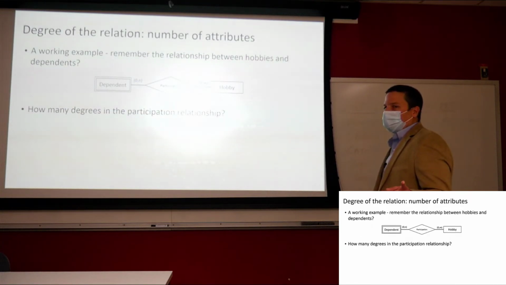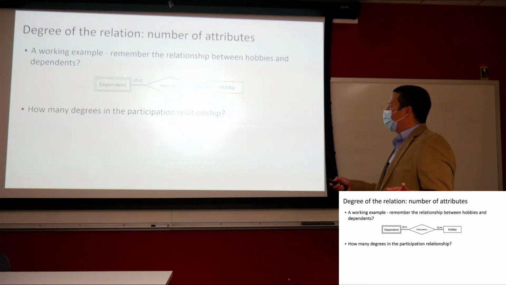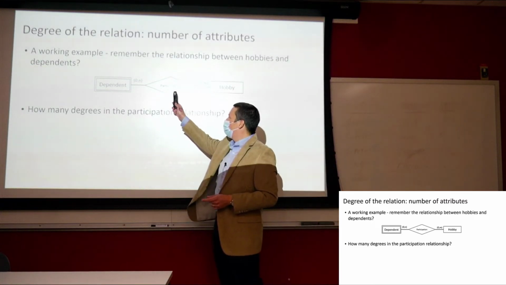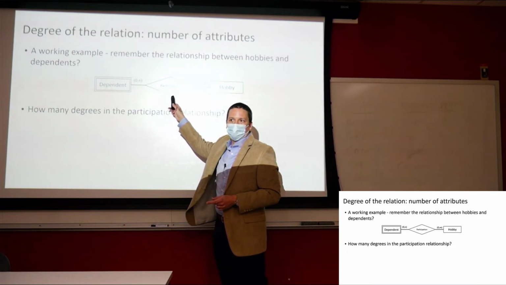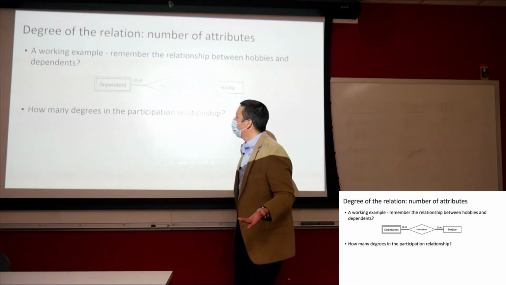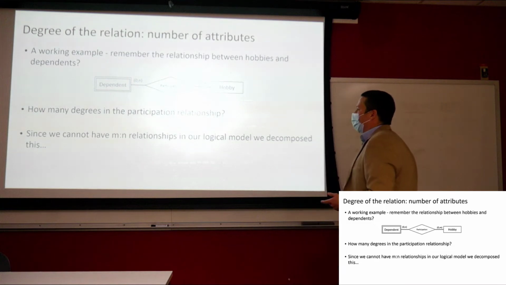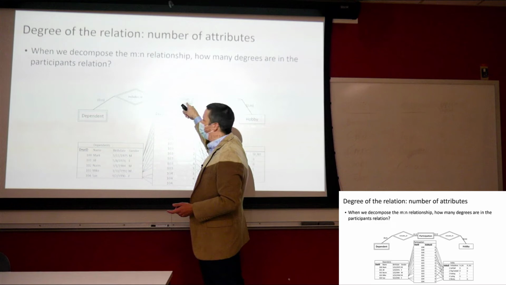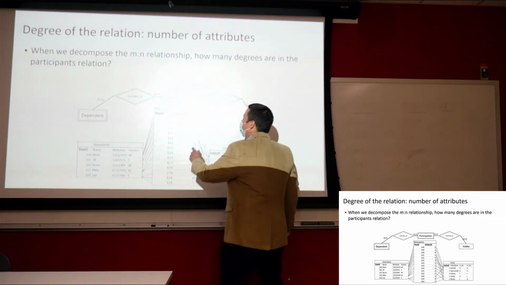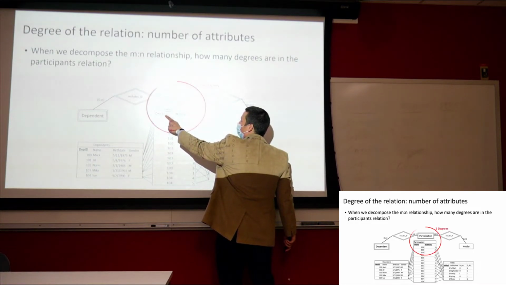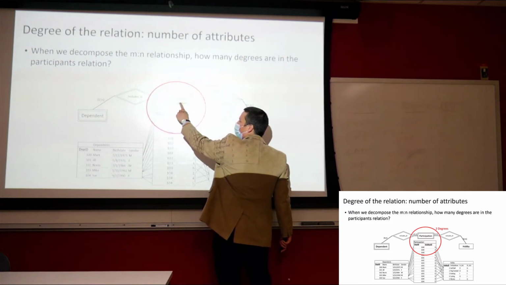Let me give you another example of how this works. So when we had this many-to-many relationship between dependents and hobbies, what is the degree of this participation relationship? 2, right? Because we have 1, 2 entities participating in the relationship, okay? And recall that we decompose this many-to-many relationship into these 2 one-to-many relationships with this gerund participation sitting in the middle, okay? What is the degree of this relation participation? 2, because we have 2 attributes making up this relation.